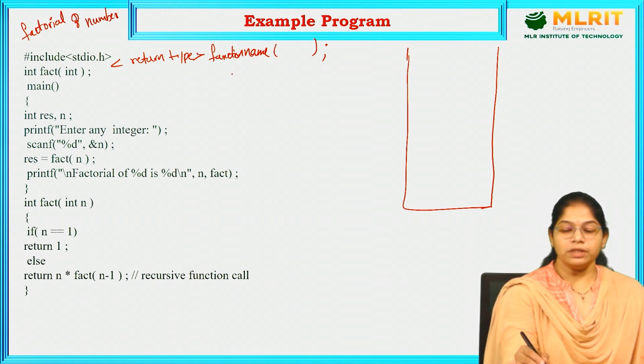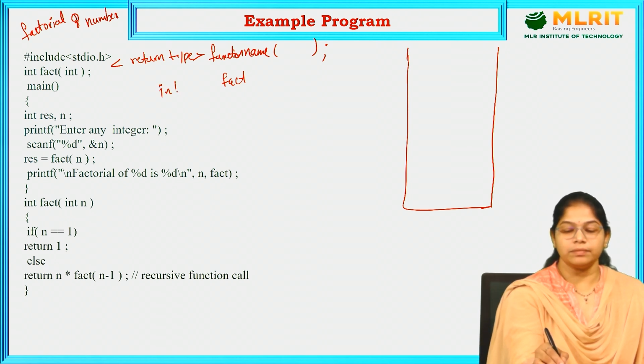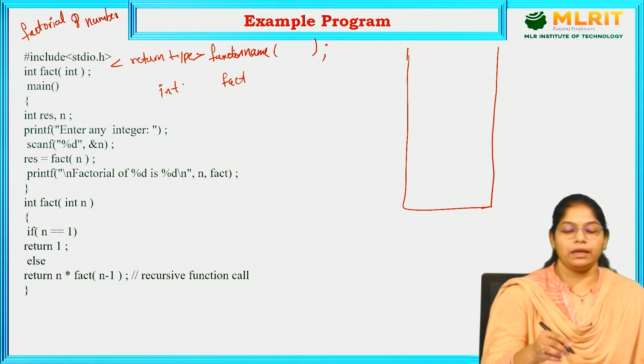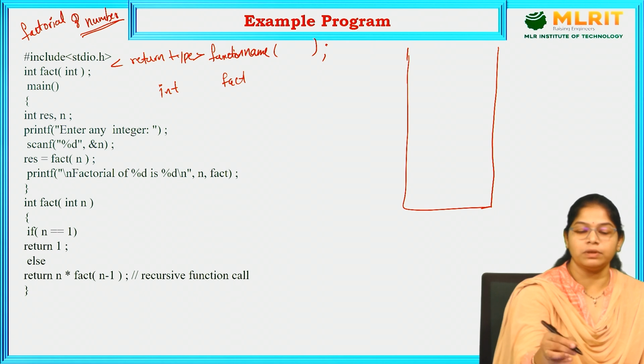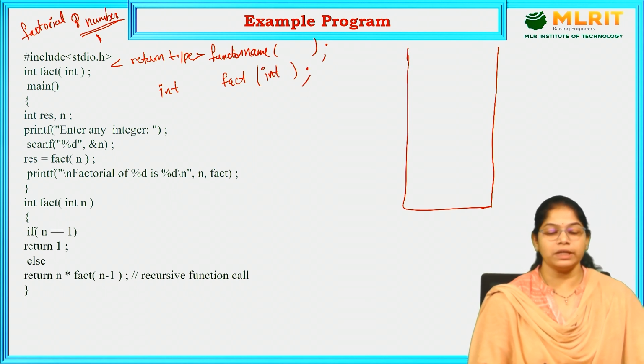So, the function name is fact, the return type is int. How many inputs am I taking? Factorial of a number, only one number. So the number of inputs is 1, so the arguments are also 1. Of which data type? Integer type. So this is the function declaration.